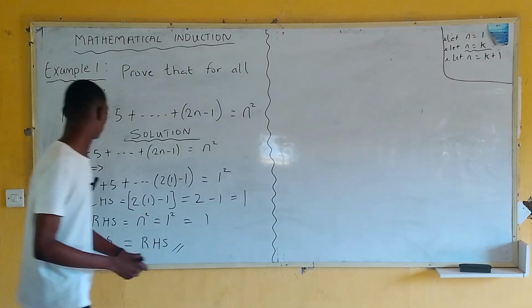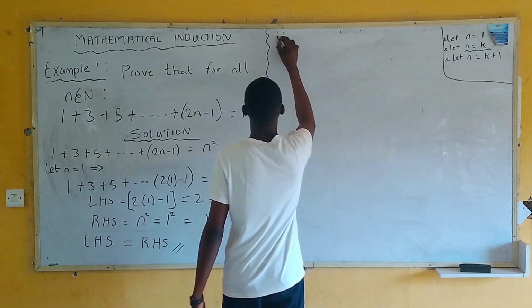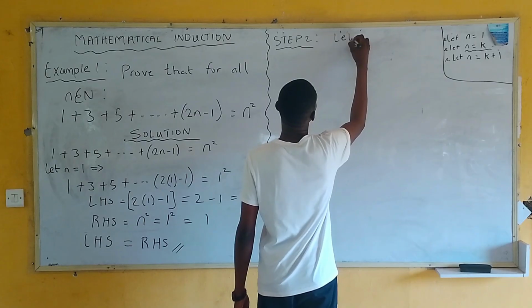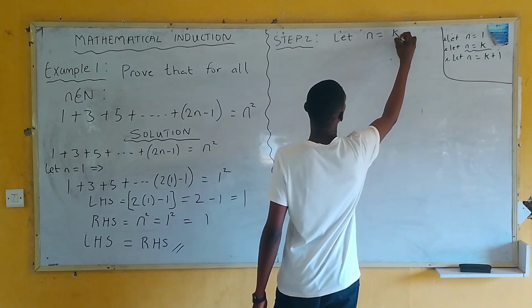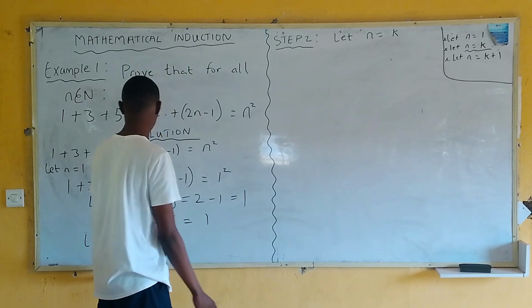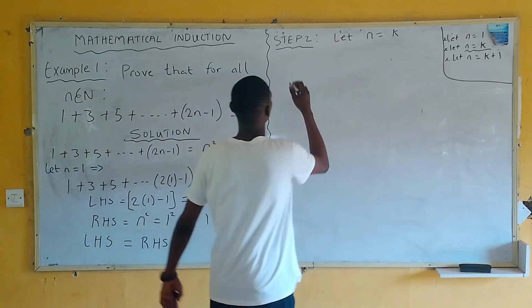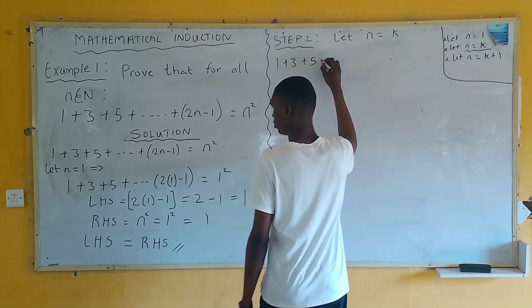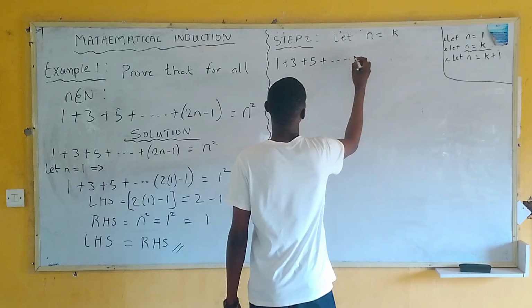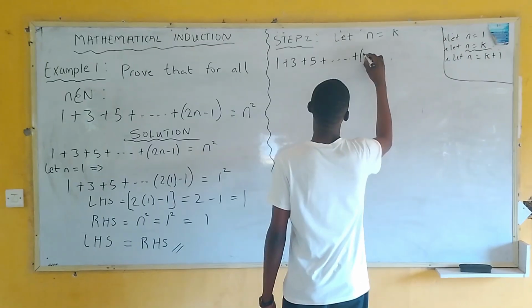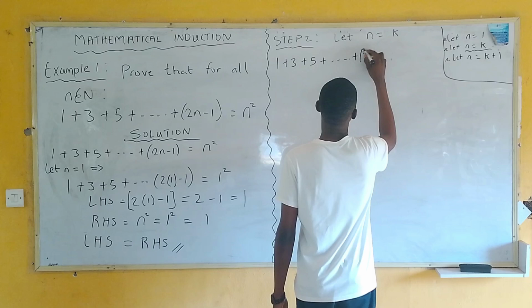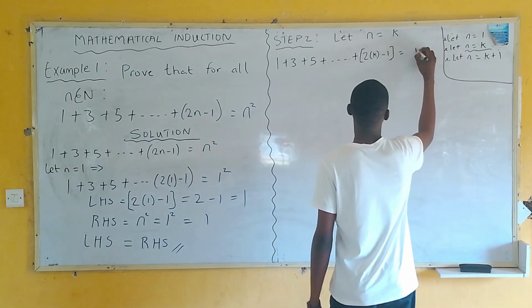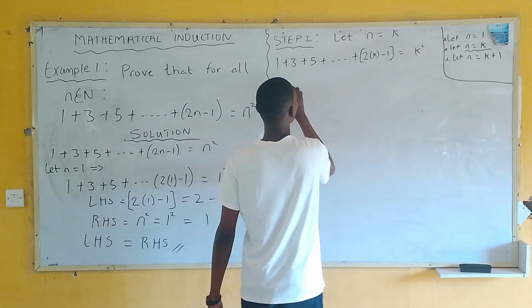So let's move on to step 2. So we know this is step 1, right? Step 2. Let n be equal to k. So if n equals k, on the left hand side we have 1 plus 3 plus 5 plus dot dot dot plus 2 open bracket k minus 1, which is equal to k squared, right?